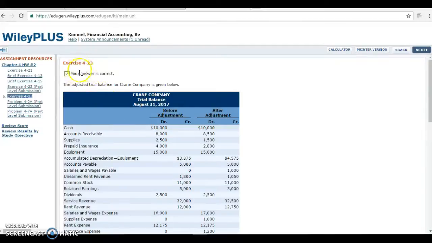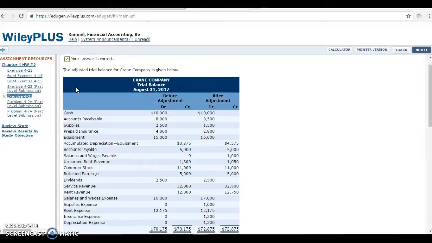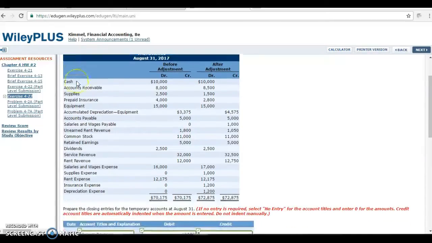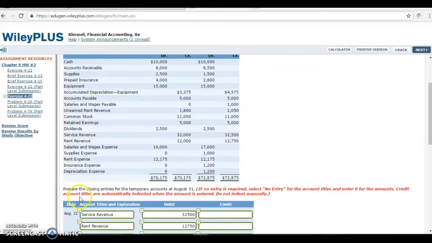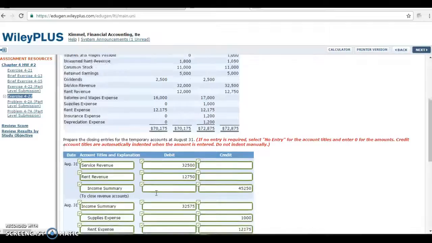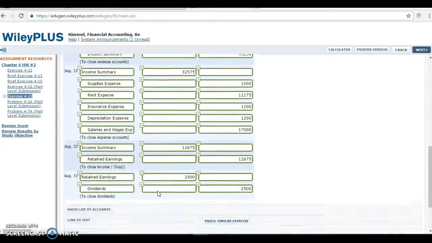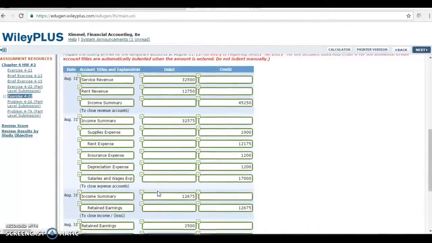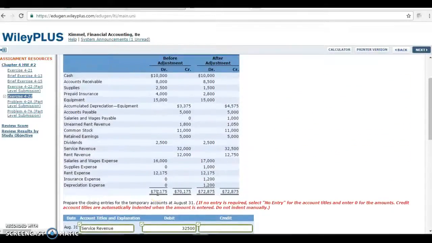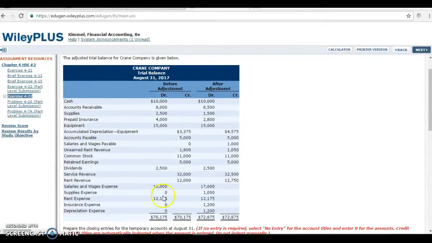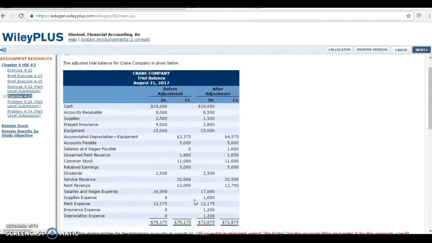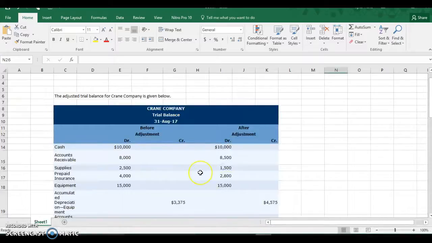Anyways, I'm going to show you guys how to do number 23, exercise 4-23. Basically what we're doing in this one is closing out all our temporary accounts. Like it says right here, prepare the closing entries for the temporary accounts at August 31st. As you can see, I already did the problem, got it right. I'm going to show you how to do it in Excel. All I did was copy and paste this information over to Excel, so you can basically see the exact same chart right here.